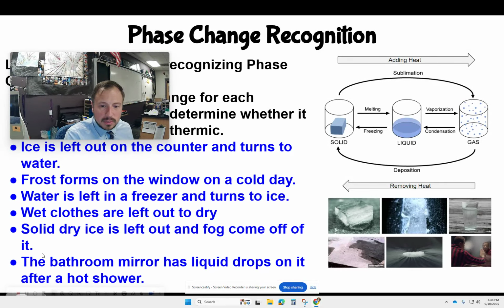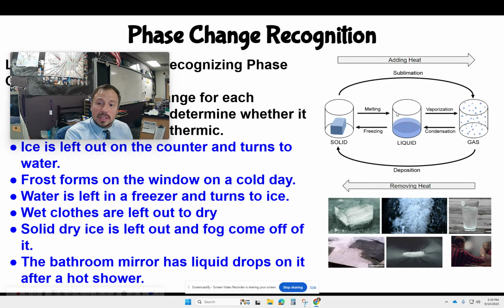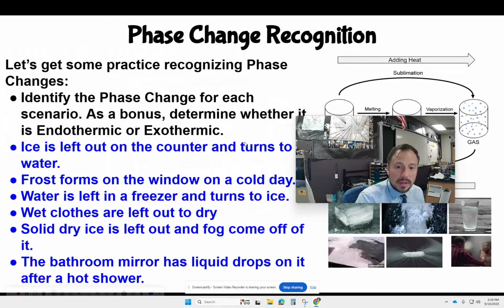And this one, I know a lot of people experience this. The bathroom mirror has liquid drops on it after a hot shower. Well, that one, you're going from gas to a liquid. That's condensation. That's what happens to a cold drink when you leave it out. That's why there's water. It's condensation, right? We're going from a gas, that water vapor, to a liquid.